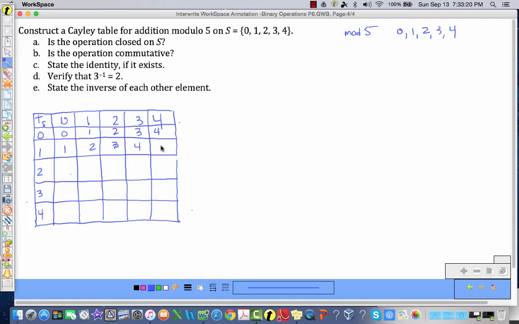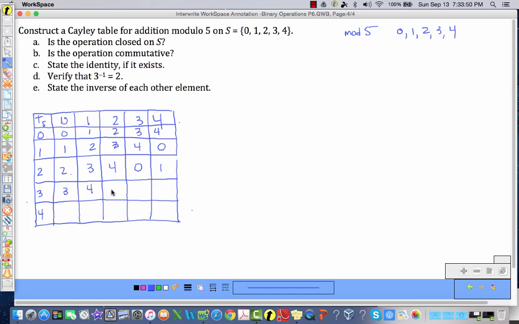Here's 5, but we're in mod 5, okay? So 5 divides 5 with a remainder of 0. So we have 2, 3, 4, 5, which we just found was 0. And 2 plus 4 is 6, but mod 5, that gives me a remainder of 1. 5 divides 6 with a remainder of 1. So 3, 4, and you can kind of see a pattern here.